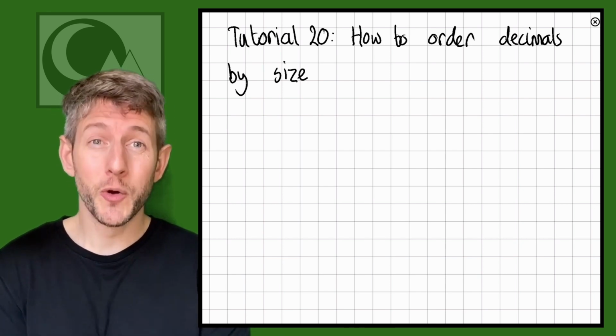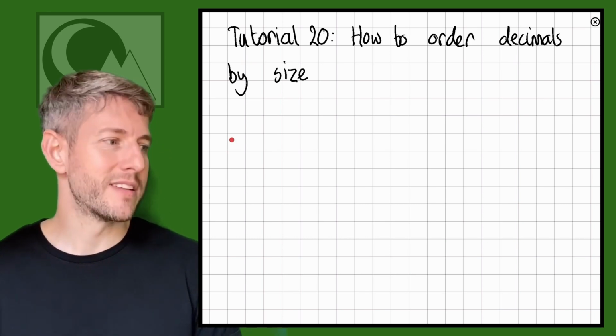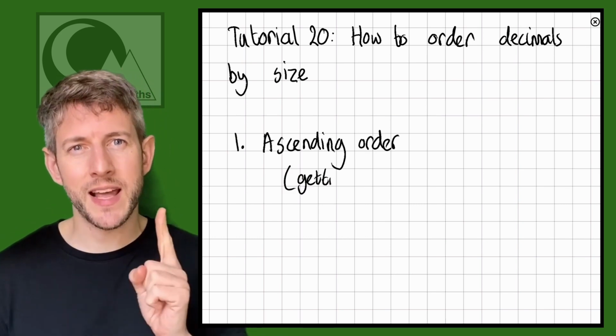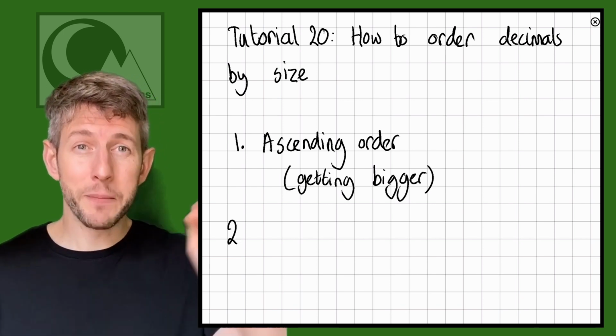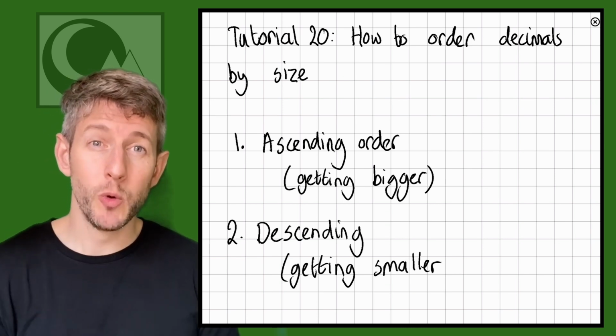In this tutorial we are looking at how to order decimals in size order. First of all, we need to know two words. One word, ascending, which means getting bigger, and the second word, descending, which means to get smaller.